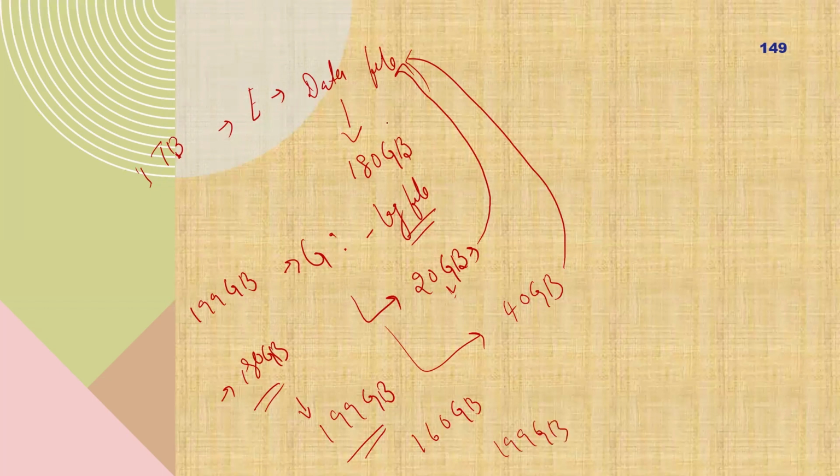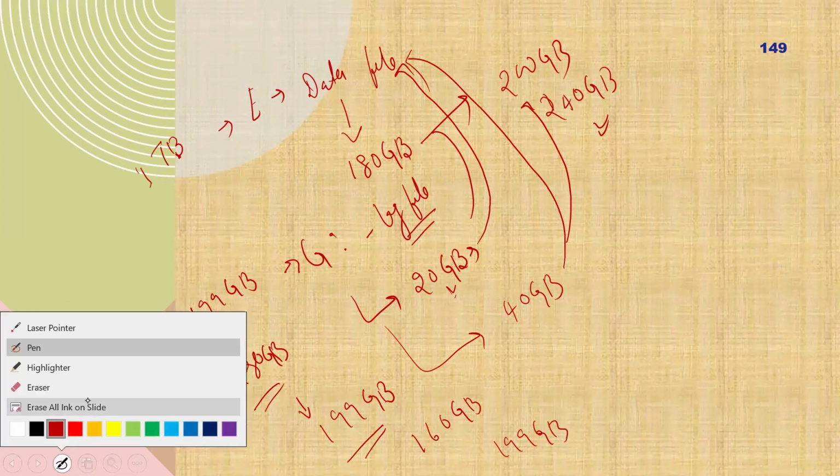So what will happen here? We have 180 GB, and 20 GB of data moved. Again it will move and become 200 GB. Again 40 GB of data moved. The data file size will keep on increasing. Fine. Yes.